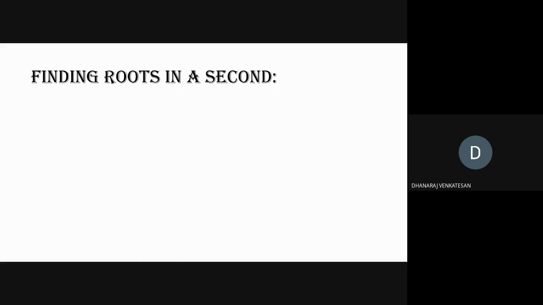For solving roots sums in a second, there are two options only. Either you must have an exam partner who can tell you the answer, or else you can simply put inky pinky ponky. I won't suggest this often. So we have to concentrate on some topics. You have to memorize some tables and some other concepts so that you can solve the sums within a minute, not in a second, but within a minute.